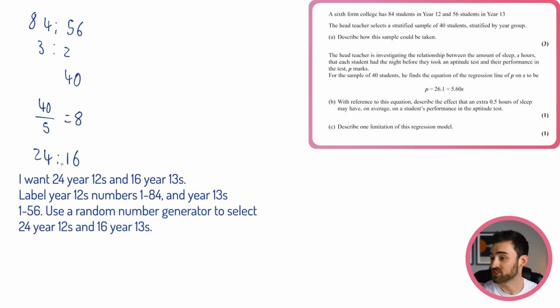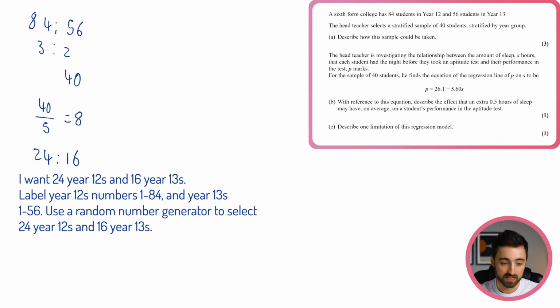Pretty boring stuff. Now, the next part says the head teacher is investigating the relationship between the amount of sleep, S hours, very relevant for me today, that each student had the night before they took an aptitude test and their performance in the test, P marks. For the sample of 40 students, he finds the equation of the regression line of P on S to be that. With reference to this equation, describe the effect that an extra 0.5 hours sleep may have, on average, on a student's performance.